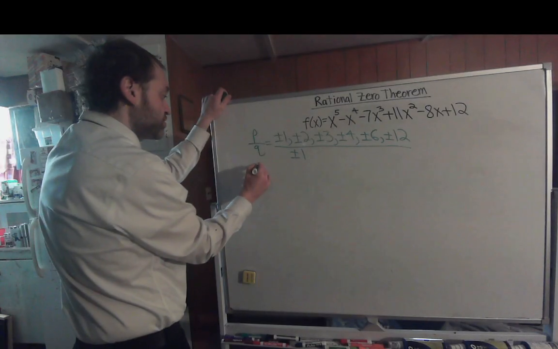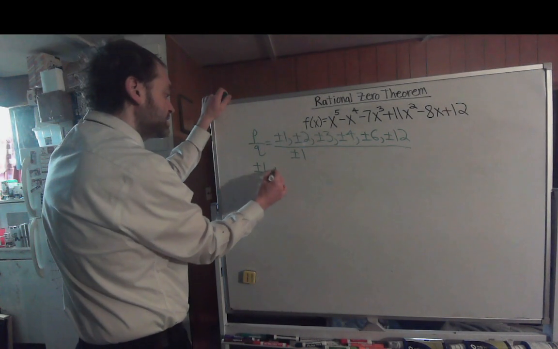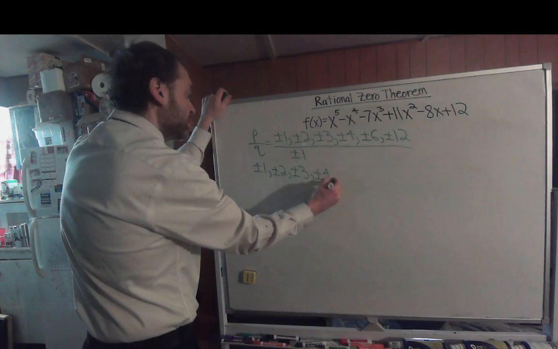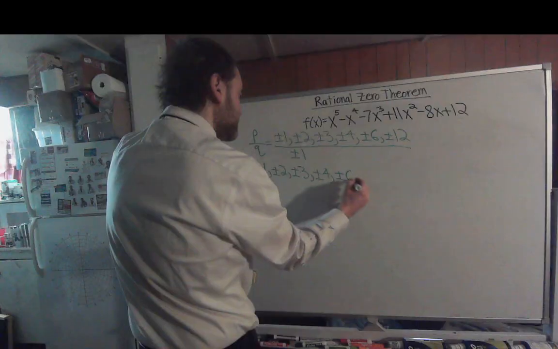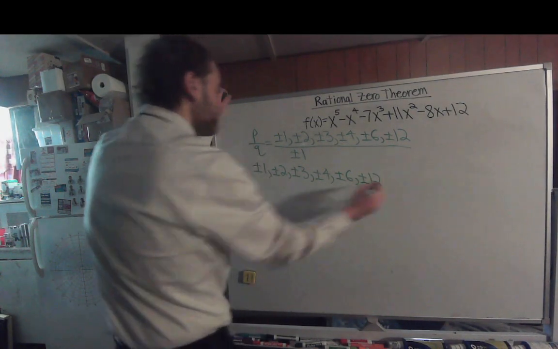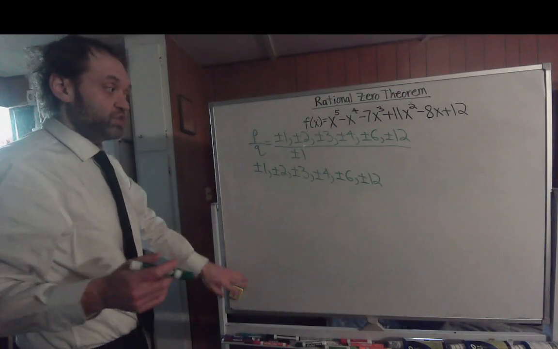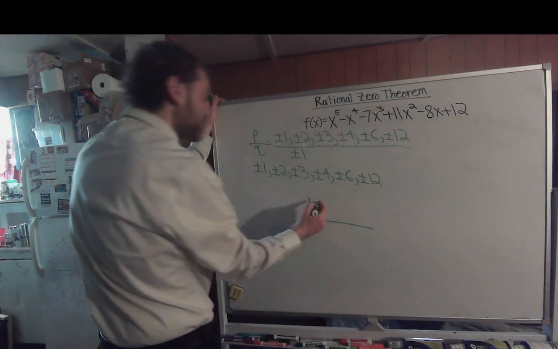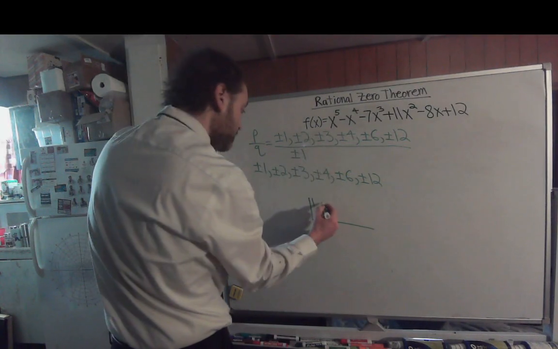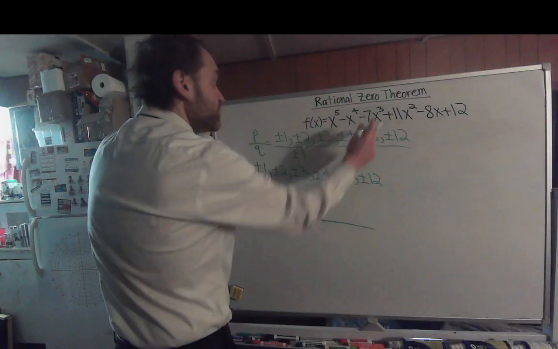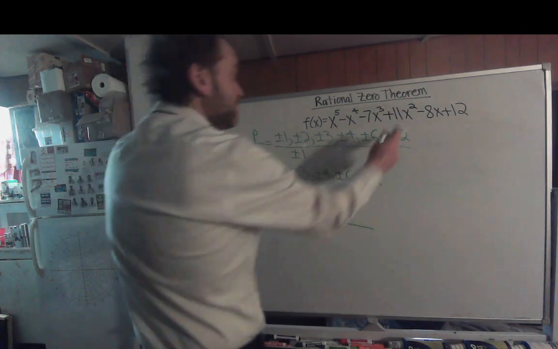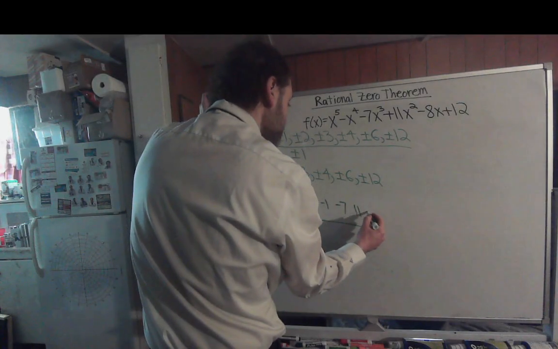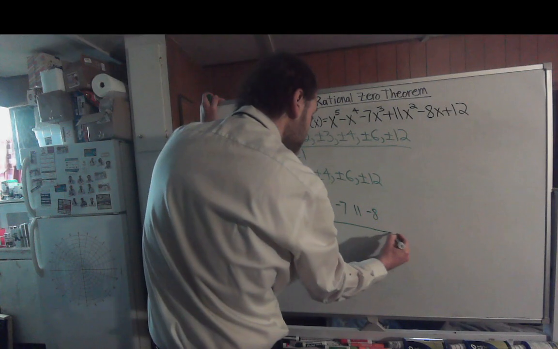So therefore, your rational zeros are plus and minus 1, plus and minus 2, plus and minus 3, plus and minus 4, plus and minus 6, and then plus and minus 12. Now, we do our synthetic division and see which one of these works. So, let's set this up here. Coefficient on x to the 5th is 1. Coefficient on x to the 4th is negative 1. Coefficient on x to the 3rd is negative 7. Coefficient on x squared is 11. Coefficient on x to the 1st is negative 8. And then your constant term is a positive 12.